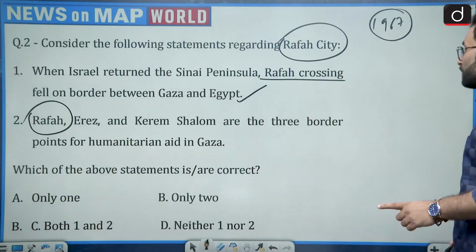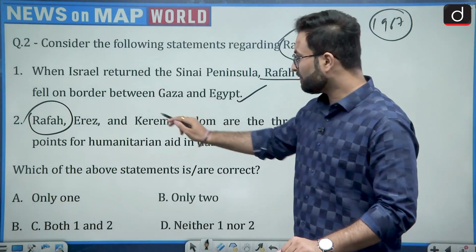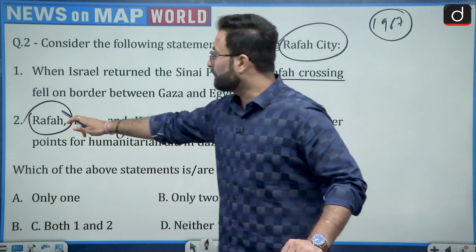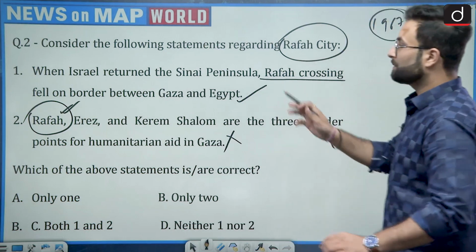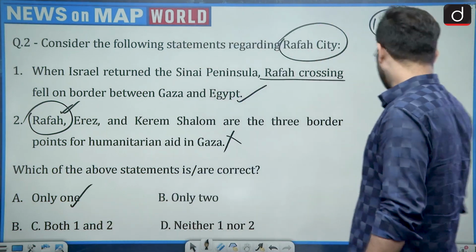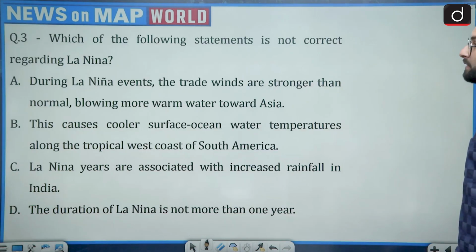Okay, now coming back to the question, this statement is incorrect because three crossings have not been used, only Rafah has been used. Okay, so that is about this, only one would be your right answer. Okay, now question number 3.